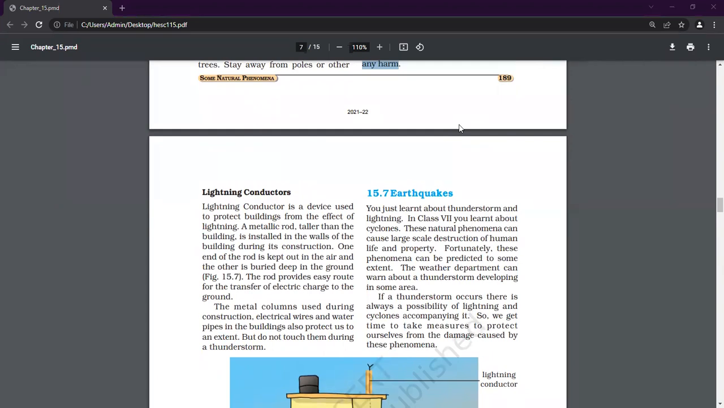Okay, students, so this is it for today. I hope you have understood the things which I have explained in today's session. I hope you find it interesting, and you have understood the process of lightning, and you have also seen the safety measures during the lightning process.